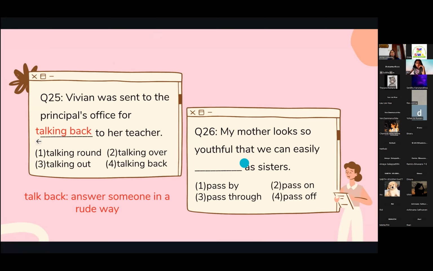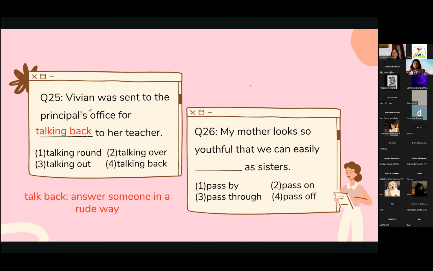Then I saw someone over here put number 2. Talking over also has a different meaning. Talking over means your teacher is speaking, but you decide to speak over her. She's talking and then you decide to start talking. That's called talking over. But when you see the sentence, because it's blank to her teacher, you talk back to. You cannot say you're talking over to her teacher. But if you take out the word to, you can say talking over her teacher. And that will still make sense.